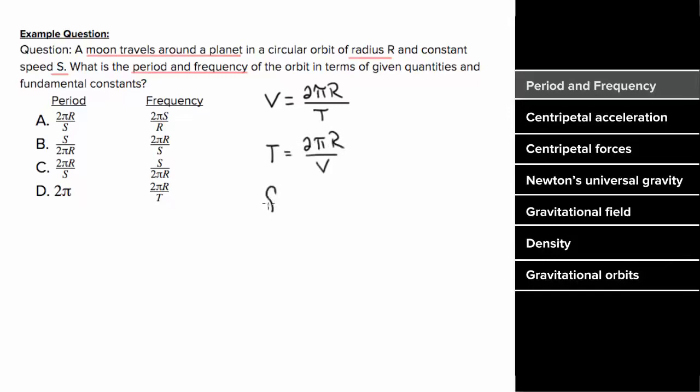And since frequency is 1 over the period, if we take 1 over this quantity, we just flip the top and bottom and we get that this is the speed over 2 pi r. But we can't leave our answer in terms of v. We had to express this in terms of given quantities. We were given s, so our answer for the period has to be 2 pi r over s. And for frequency, it would be s over 2 pi r.